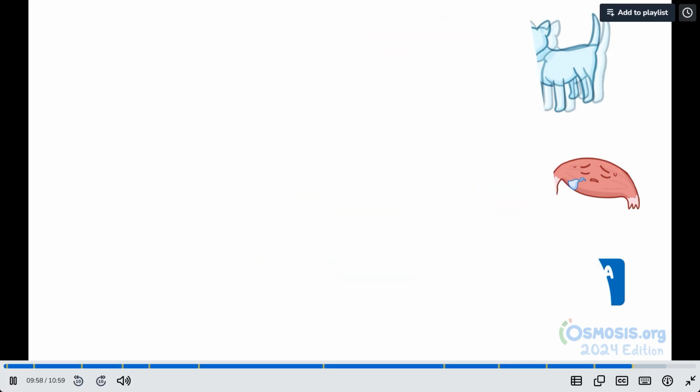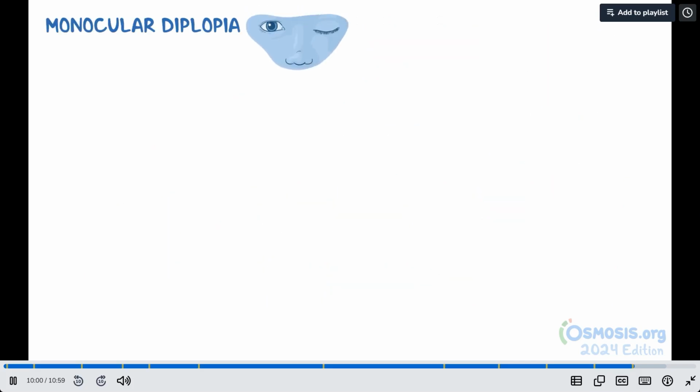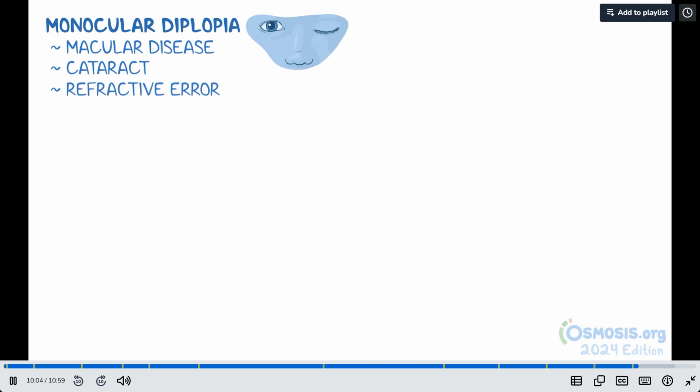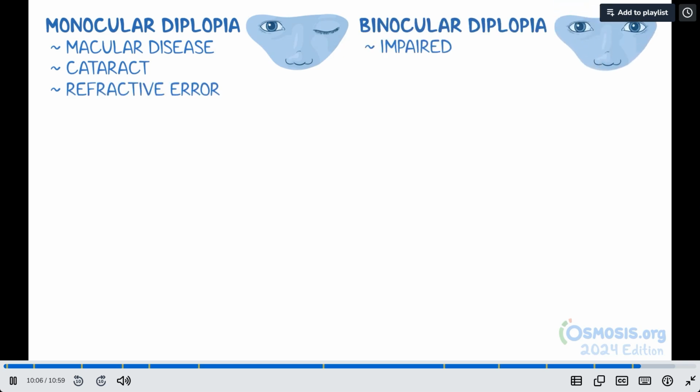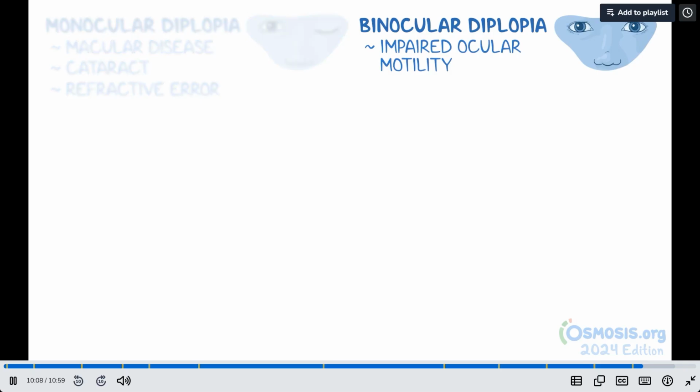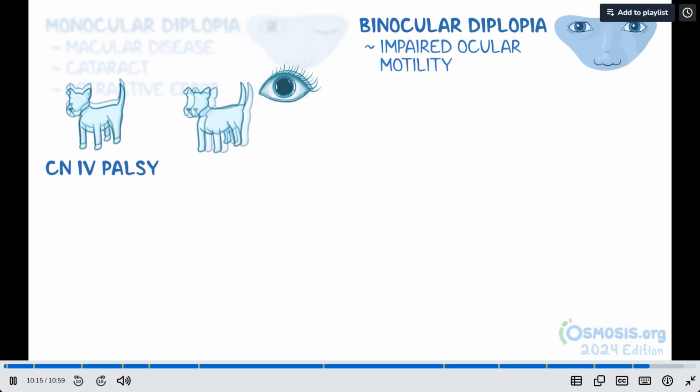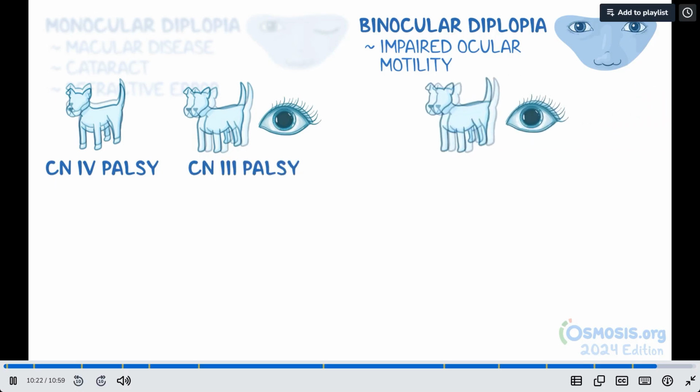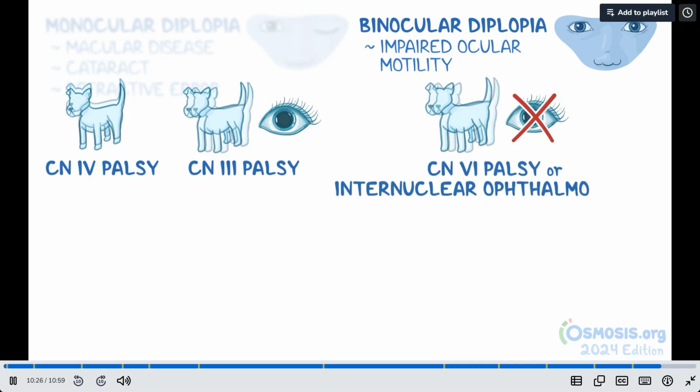All right, as a quick recap, monocular diplopia suggests macular disease, cataract, or refractive error. On the other hand, binocular diplopia suggests impaired ocular motility. If the diplopia is vertical, consider cranial nerve 4 palsy. If the diplopia is horizontal and the pupil is dilated with poor reactivity, think cranial nerve 3 palsy. However, if there is no pupil involvement, consider cranial nerve 6 palsy or internuclear ophthalmoplegia.